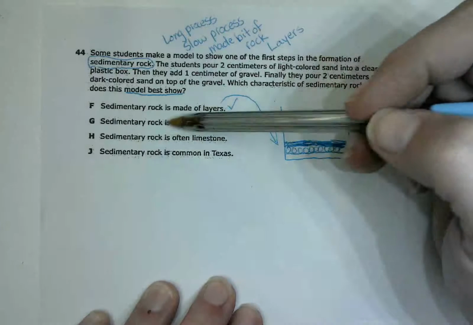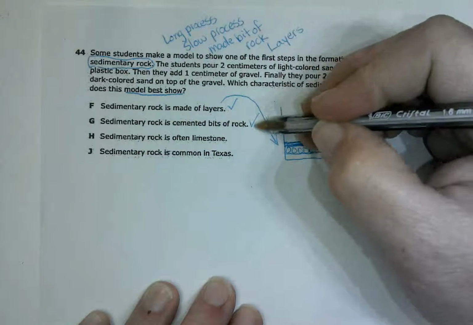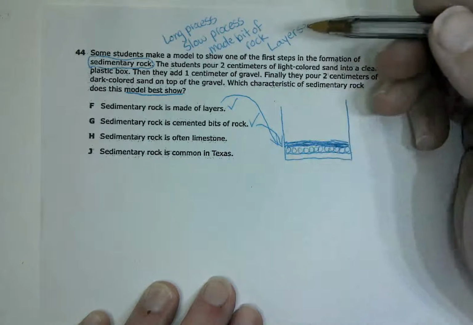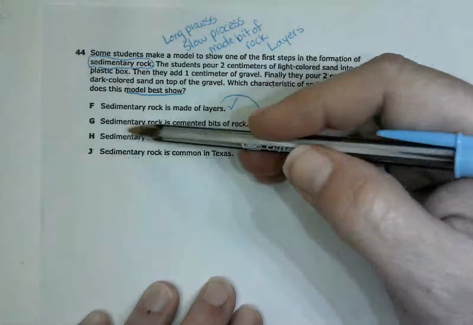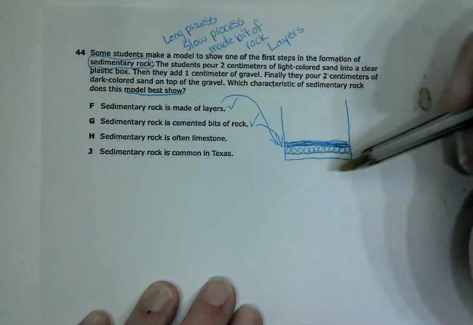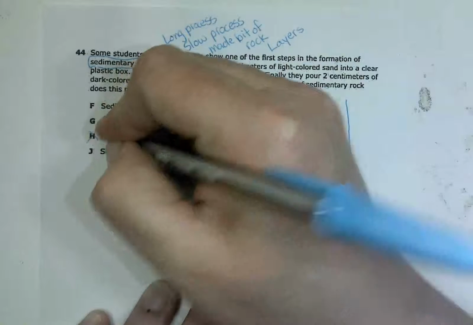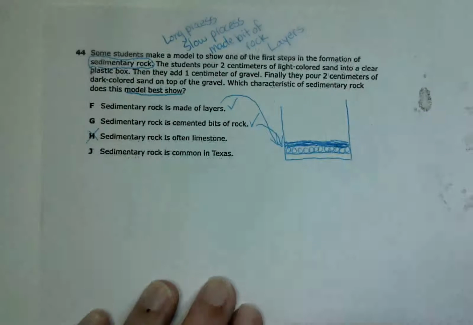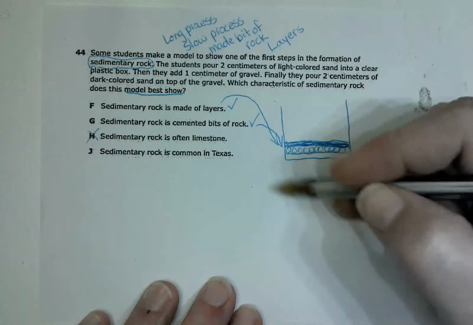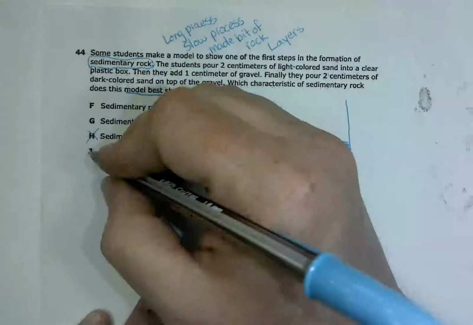Does it show that sedimentary rock is cemented bits of rock? Well, yeah, we know that this is cemented bits of rock because that's what sand and pebbles are. Does it show that sedimentary rock is often limestone? This does not resemble limestone, and it is not limestone, so that is not the answer. Does this model show that sedimentary rock is common in Texas? There's nothing that indicates that this would have to be in Texas, so no.